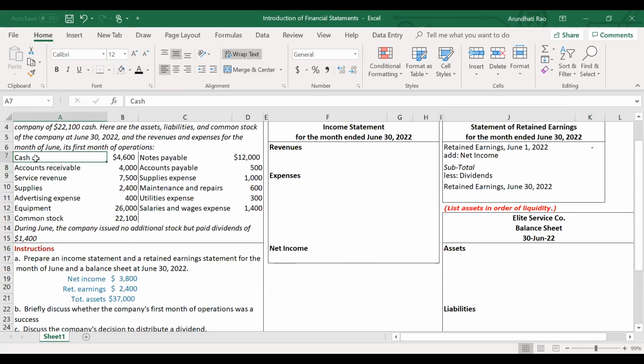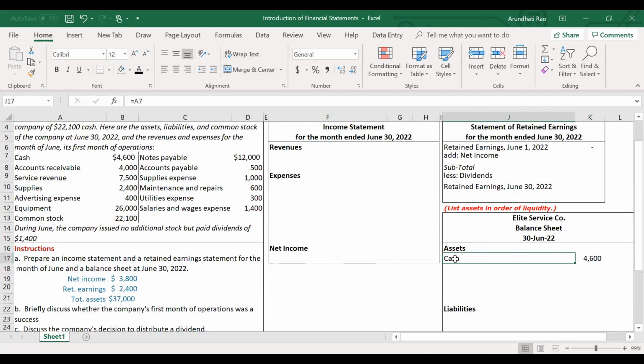The first account is cash. Cash is an economic resource that the business owns, so it's an asset. I need to place it under assets. Now what was I told over here? List assets in order of liquidity. The word liquidity means nearness to cash. So cash obviously is the first item that's there, and I'm going to list that first.